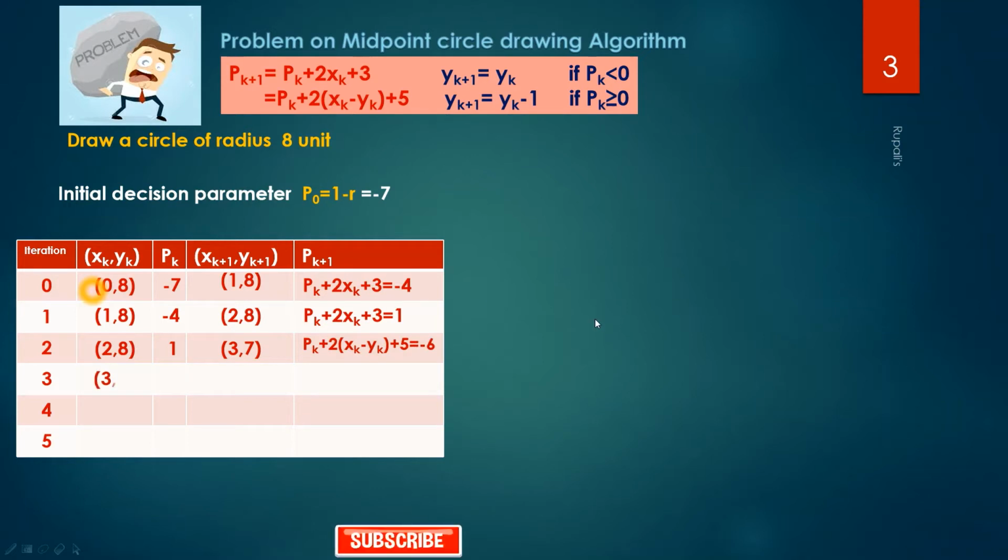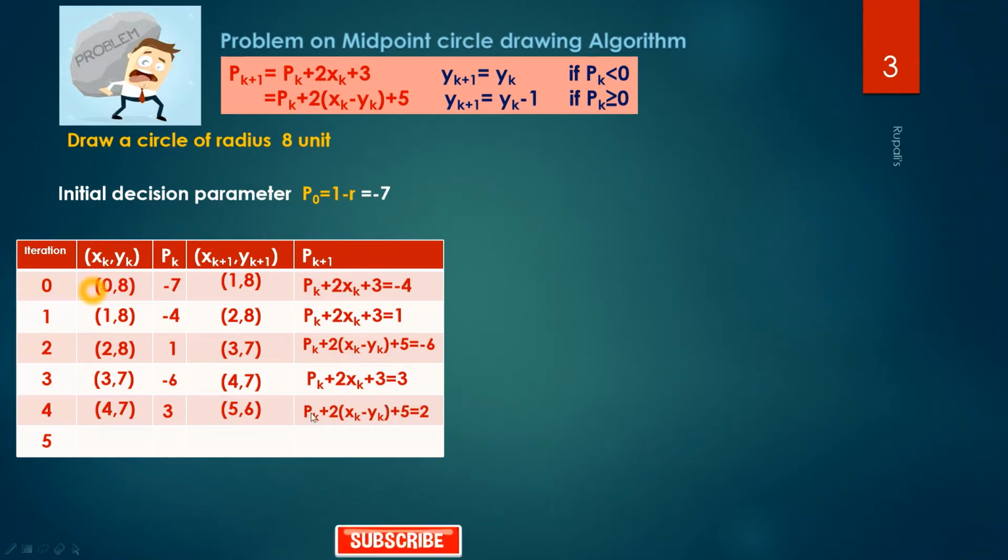Now, our point is 3, 7. What is the value of pk? Pk is minus 6. What is the next point? It is 4. Minus 6 means first case. First case means y stays the same, so it is 7. Now, what is the value of pk plus 1? First case, so it is pk plus 2xk plus 3. We get 3. Now, what is the next point? It is 4, 7. The decision parameter value is 3. What is the next point? It is 5. It is the second case. Second case means yk plus 1 equals yk minus 1, so it becomes 6. And for the second case, the decision parameter is this one.